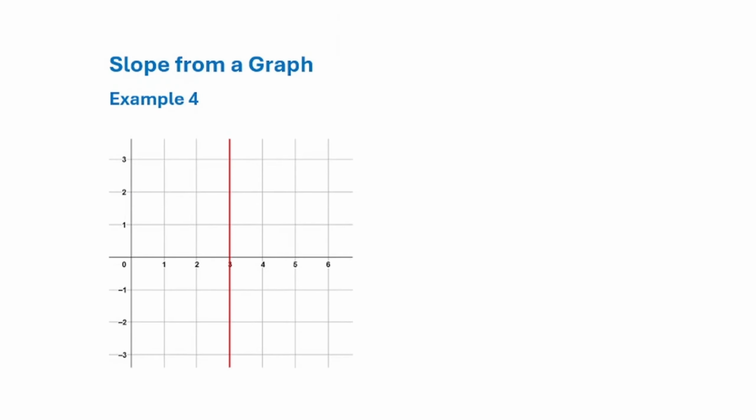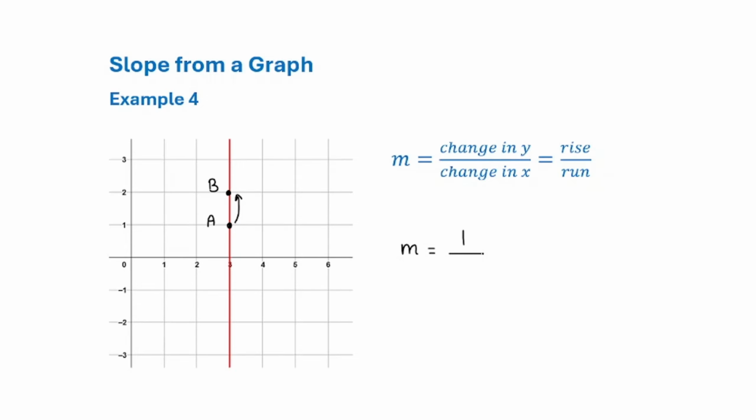Now consider this line. This time the line is vertical. Choose 2 points. From one point to the other, we move up by 1 unit, so the change in y is 1. But there is no horizontal movement, so the change in x is 0. So we get 1 divided by 0. This is undefined. So every vertical line has an undefined slope.